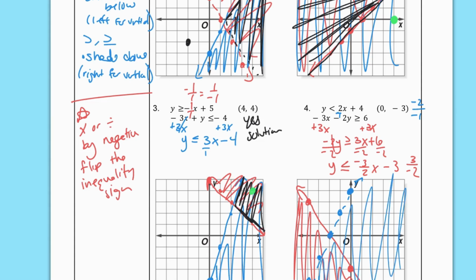And again, we're looking for where they overlap. So not the dotted line, but we include the solid line, and then everything in here where they overlap is a solution. And then it wants to know specifically, is 0, negative 3 a solution? So 0, negative 3 is here. Since it's on a solid line, then yes, it's a solution. If it had been on the dotted line, it would be no, it's not a solution.